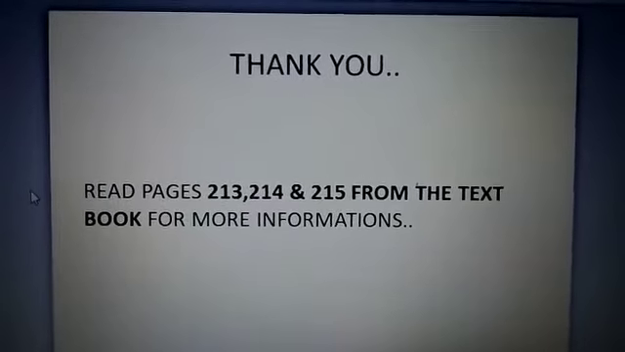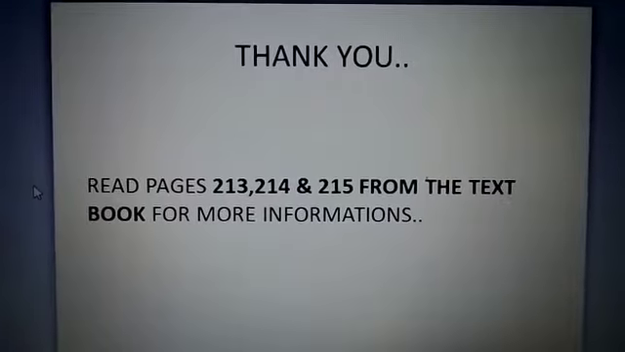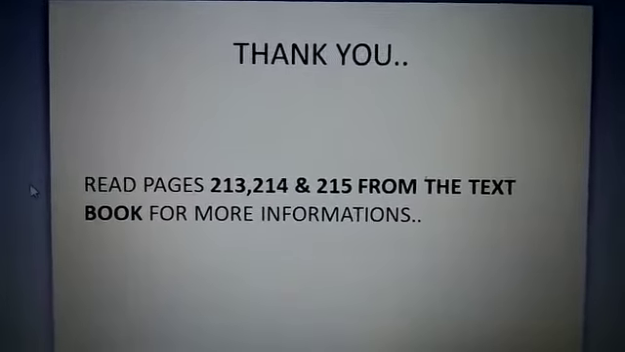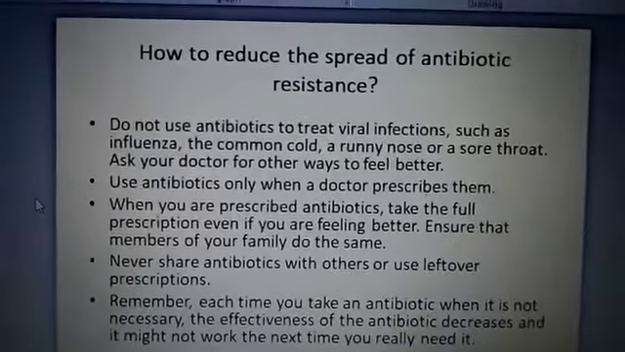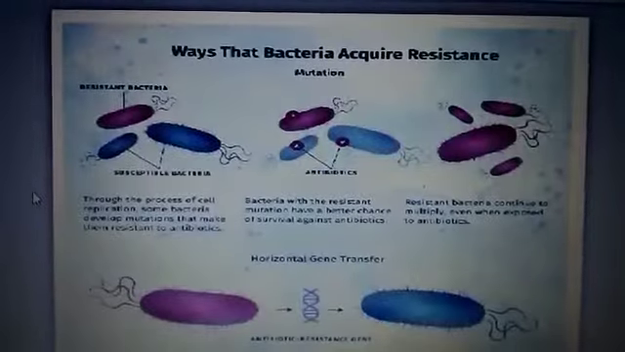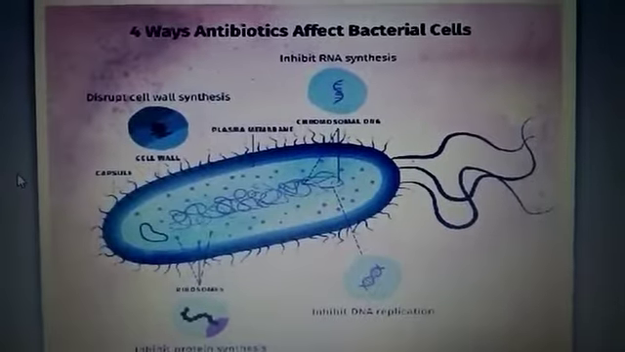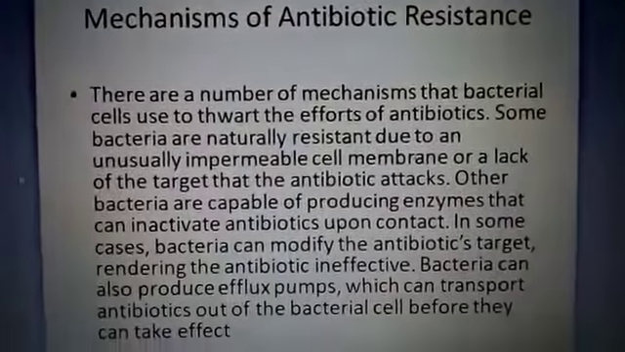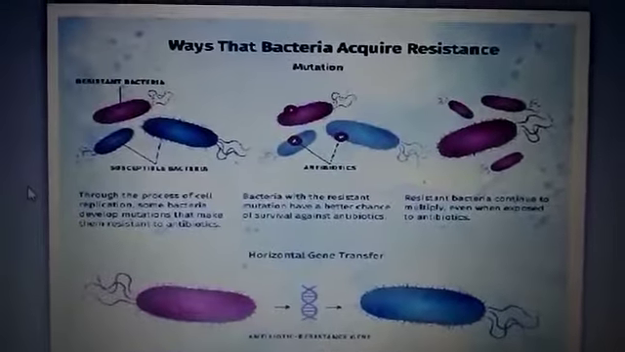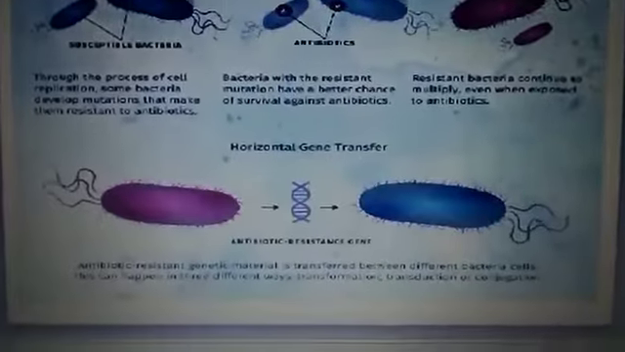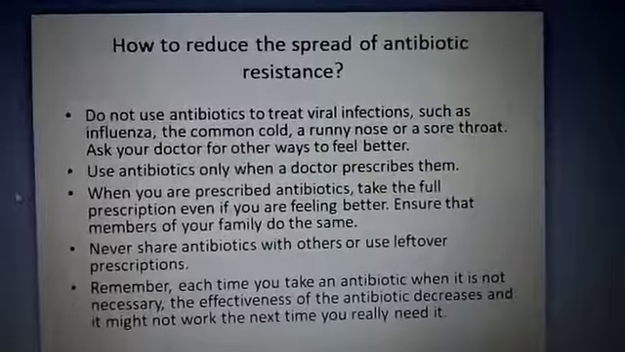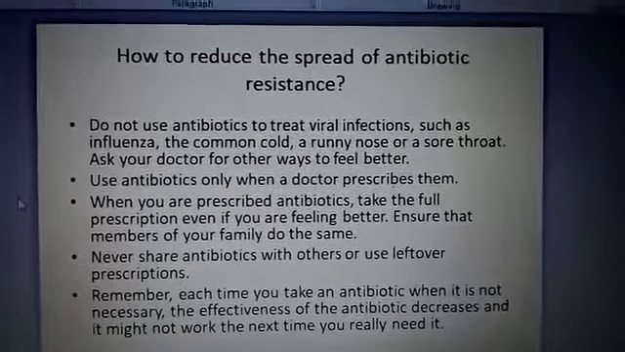Then here comes the end of the topic. As I concluded the topic in a fast way, you can read pages 213, 214 and 215 from the textbook. Mainly go through the reasons of bacterial resistance, then the mechanism, read it carefully. Then here come the ways: mutation and horizontal gene transfer. Then consequences and how to reduce the antibiotic resistance.